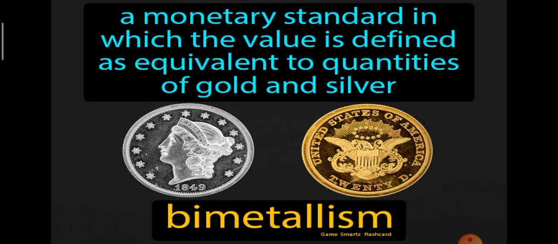Bimetallism, a monetary standard in which the value is defined as equivalent to quantities of gold and silver. As you can see, meron ditong pera. Makikita nyo yung pangalan ng United States of America. Siguro ito yung coins kung tatawagin.